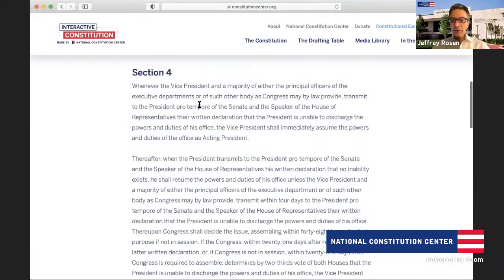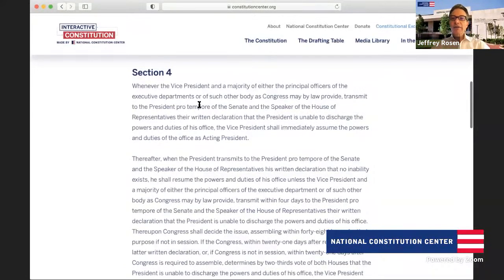But then what happens if the president gets better and he says, I'm fine? He can send a message to the same people saying, I'm all right, I can be president again. But what happens, and this is the really controversial part, if the vice president and a majority of the cabinet disagree? The president says he's all right, I'm feeling better, I've never felt like I have more pep, but in fact they think he really can't discharge his office.